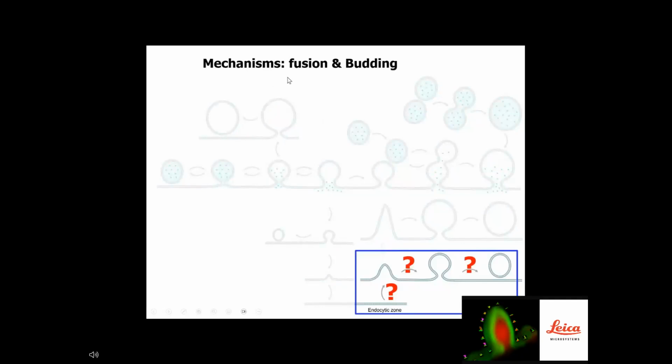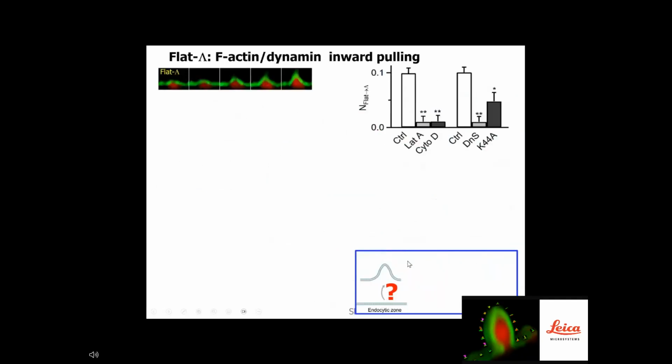Next, we would like to study their mechanisms. The first one is the endocytic membrane transformation. The thread to lambda shape transition is mediated by actin and dynamin, because if we block them with latrunculin A, cytochalasin D, dynasore, or dynamin K44A dominant negative, we see the block of the thread to lambda transition dramatically.